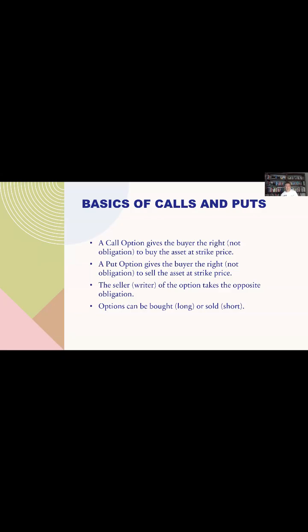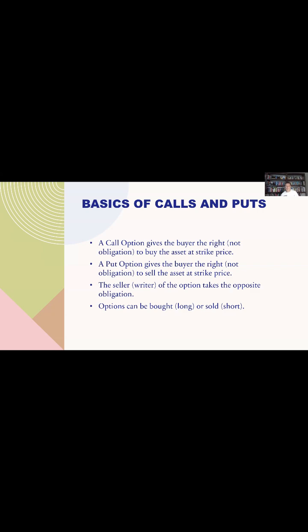You can also buy what I call naked put options, where you don't have the asset. You can actually buy the put and then sell the put so that you can also make a gain on it if the price drops, which is what I just talked about.